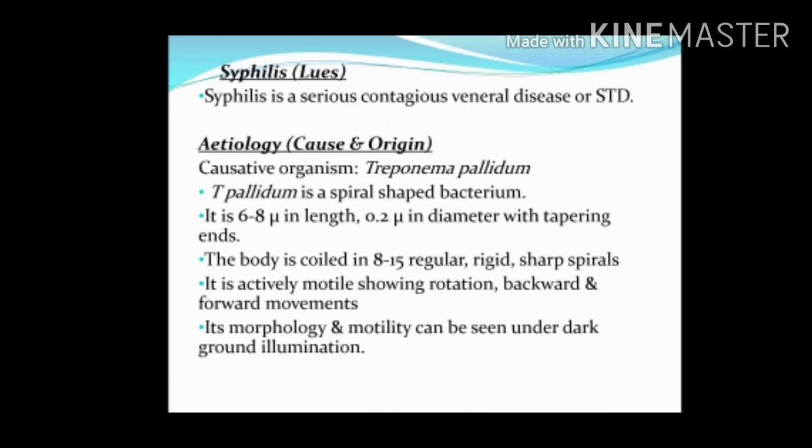Usually these bacteria do not take any stain properly. Hence, it can be seen better under dark ground illumination. So, the shape and motility of the bacteria can be studied well by using the dark ground microscopy technique.